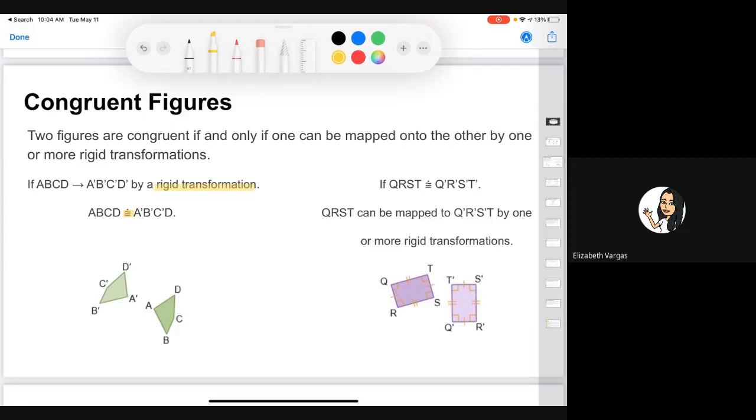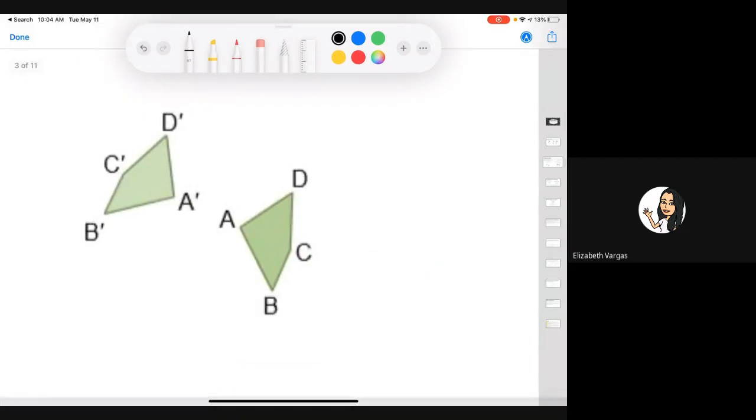Saying that they're congruent means that all the angle measures are the same. So this angle measure would stay the same as that angle measure. This angle measure would stay the same as that angle measure. This one as this one. This one as this one. And all the side lengths would stay the same. So nothing changes. The only thing that happens is it can be flipped, turned, or slid to map to wherever it is on this other side. But other than that, nothing really changes.